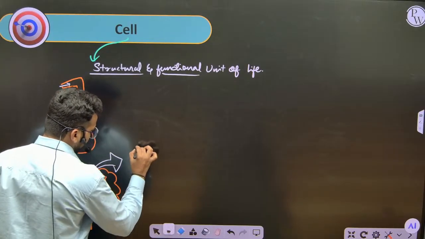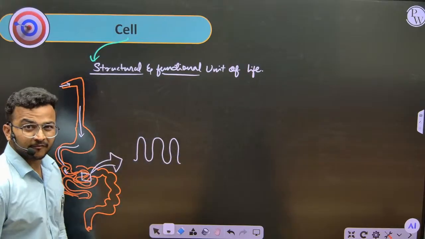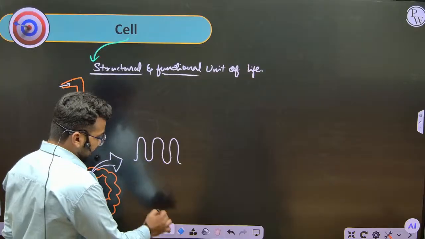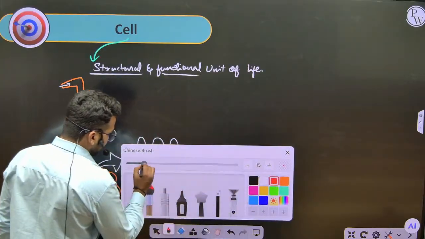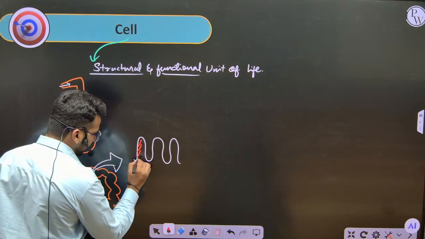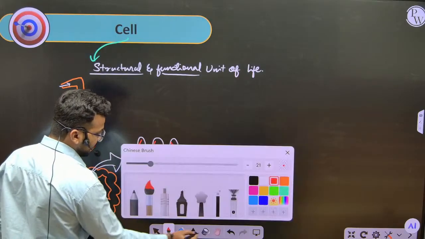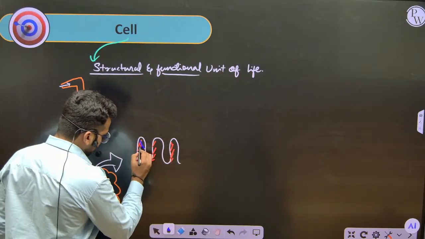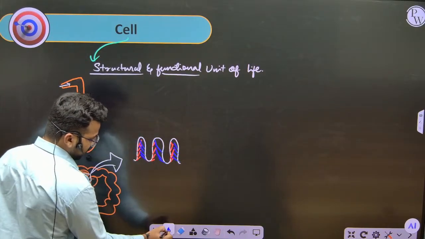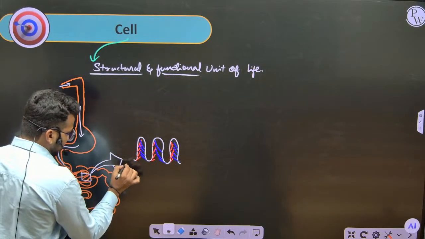These small intestines are rich with the villi structure, the finger-like projections, which we call villi. And these villi are completely enriched with capillaries like this. So capillaries will be there, through which the absorption of food will be taking place. It is the internal structure of the small intestine.